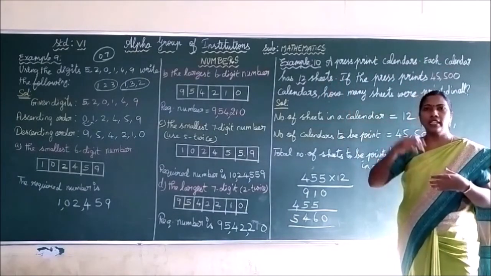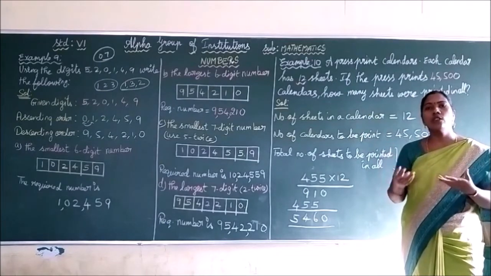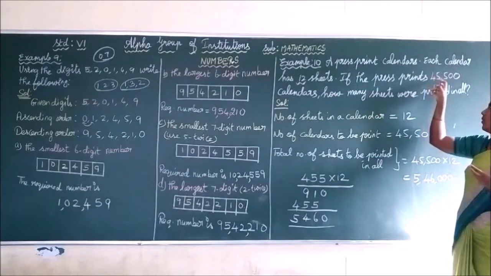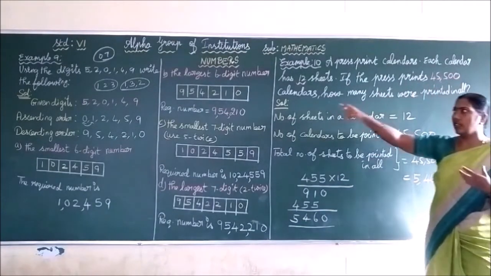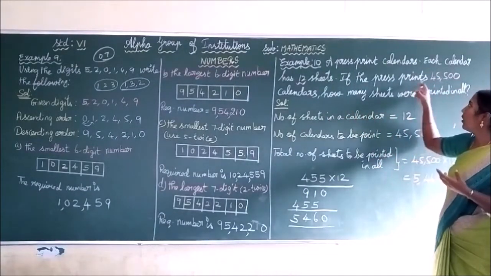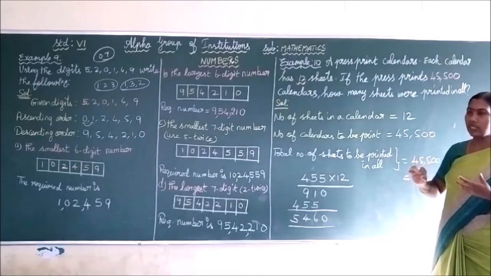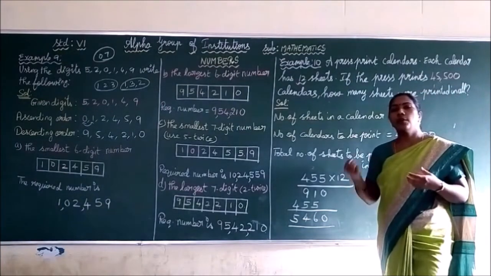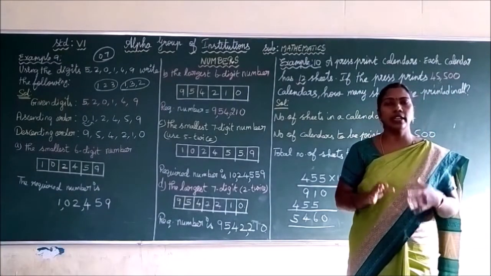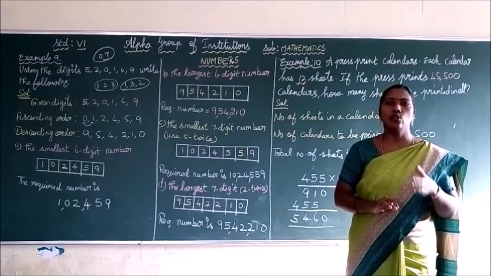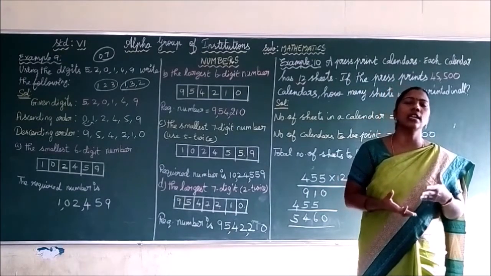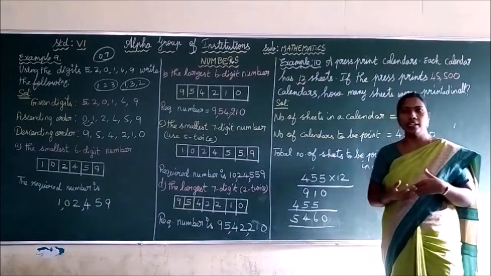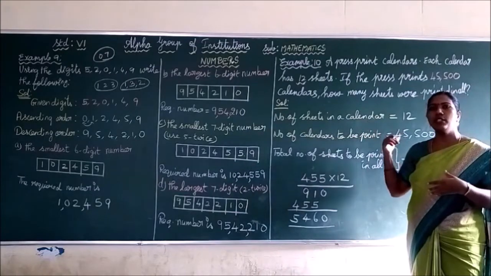Thus, it is a multi-sheet calendar. Each calendar has how many sheets? 12 sheets. Okay. If the press prints 45,500 calendars, how many sheets were printed in all? What they are asking is: the press has to print 45,500 calendars, each calendar has 12 sheets, so totally how many sheets does the printing press have to print. That's why we are going to calculate now. One thing is given, asking many things. What do we have to do?